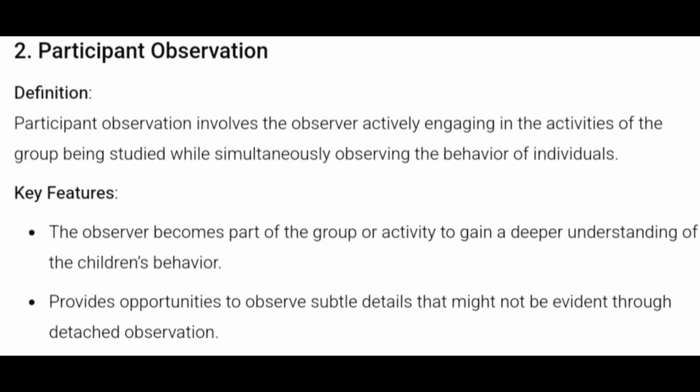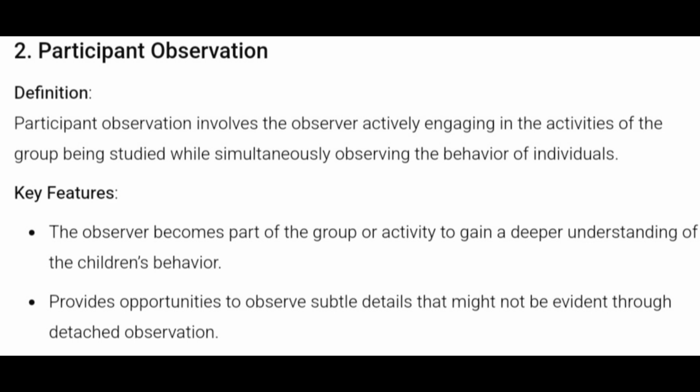So you have seen that naturalistic observation is the process in which the child is acting naturally and the observer is not involved, right? But participant observation is different. So what is the difference here? The difference is that here the observer, the teacher or the researcher himself, takes part in the activities the child is doing. So how? Let us see. Definition: participant observation involves the observer actively engaging in the activities of the group being studied while simultaneously observing the behavior of individuals.